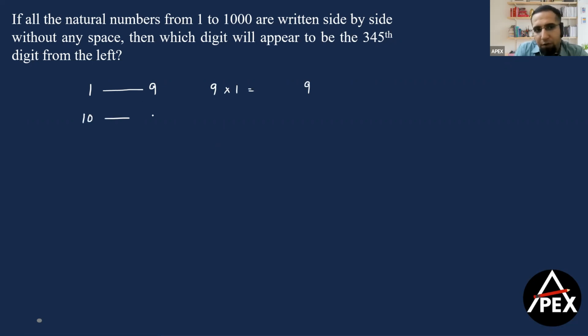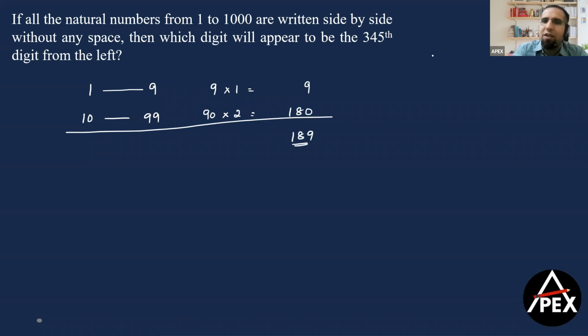Similarly, if I write my numbers from 10 to 99, we know that there are 90 two-digit numbers. 90 into 2, I have written how many digits? I have written 180 digits already. Let's calculate this. So I've written 189 digits. Now I want the 345th digit. So what is 345 minus 189? This gives me 156. That means I want 156 more digits.